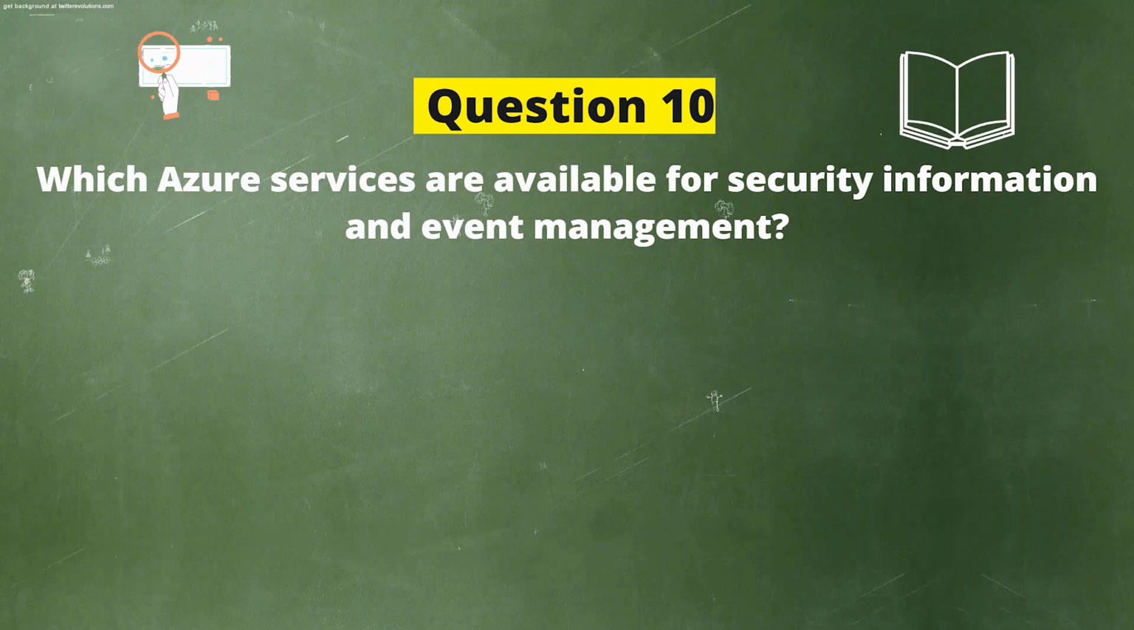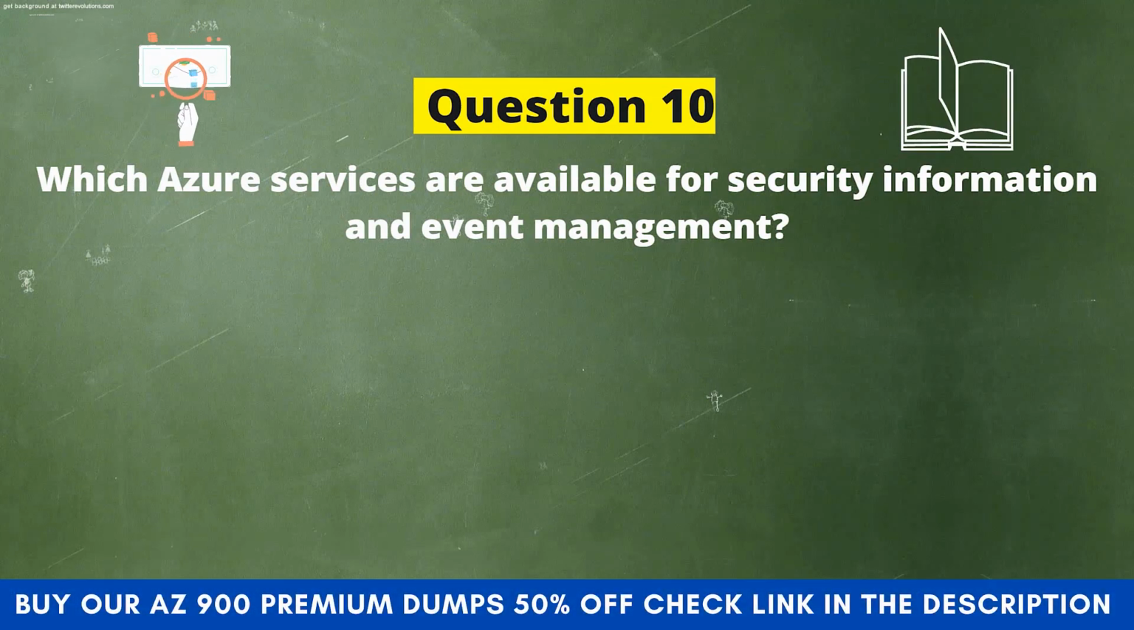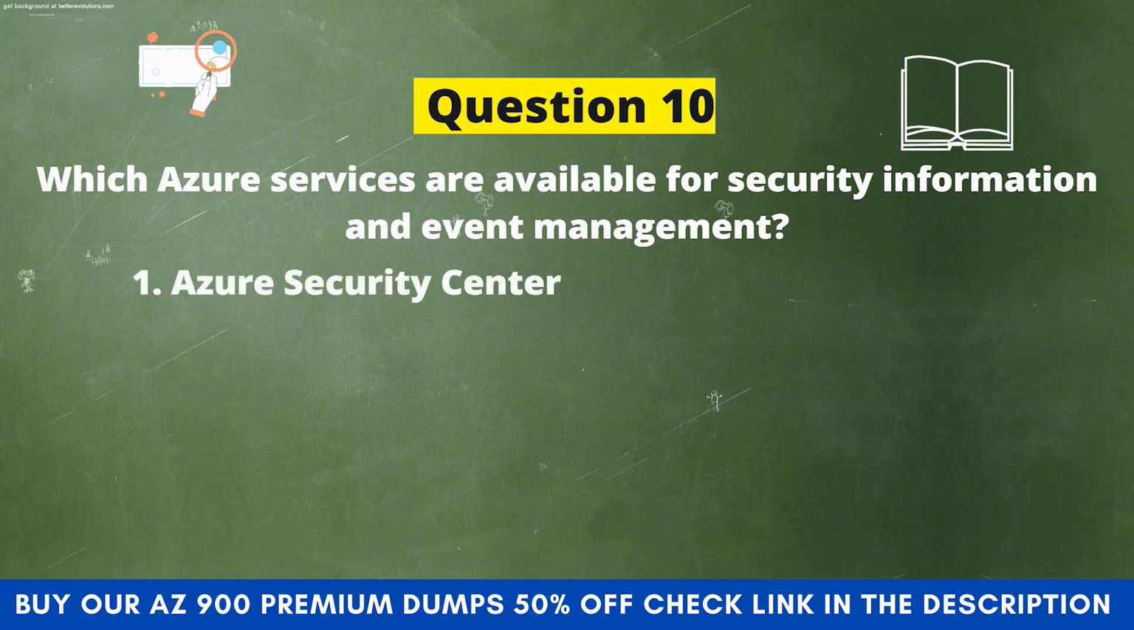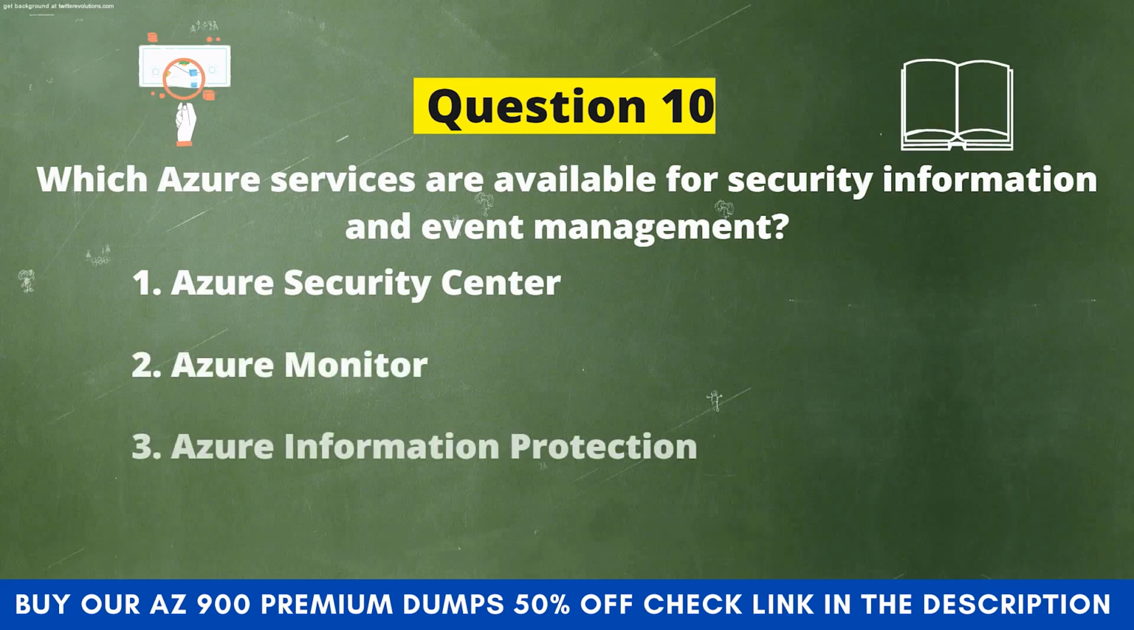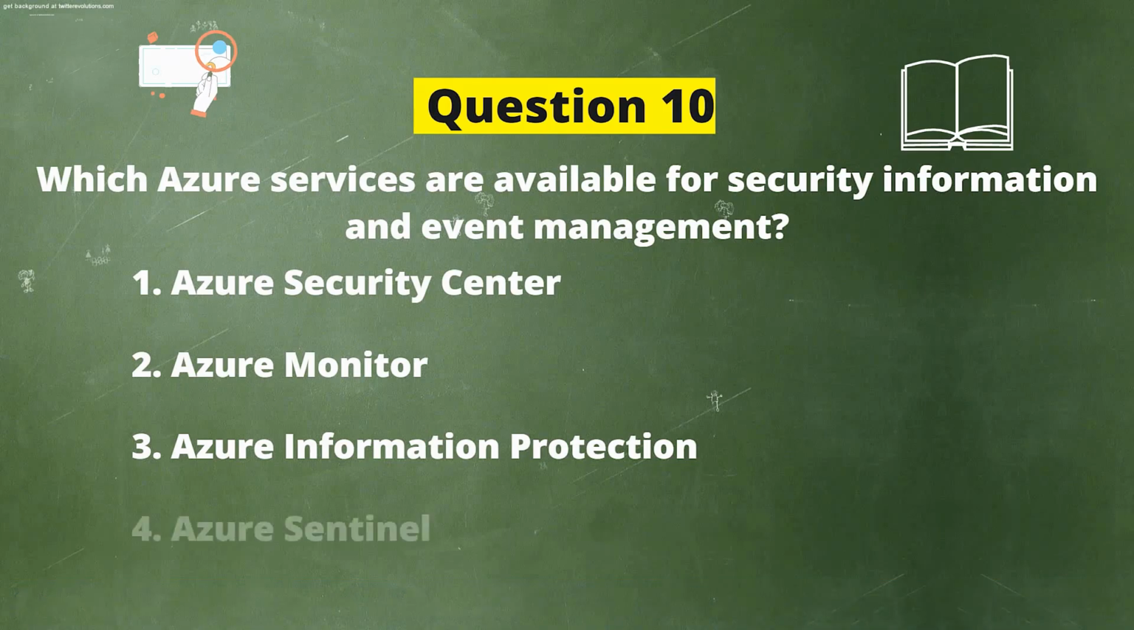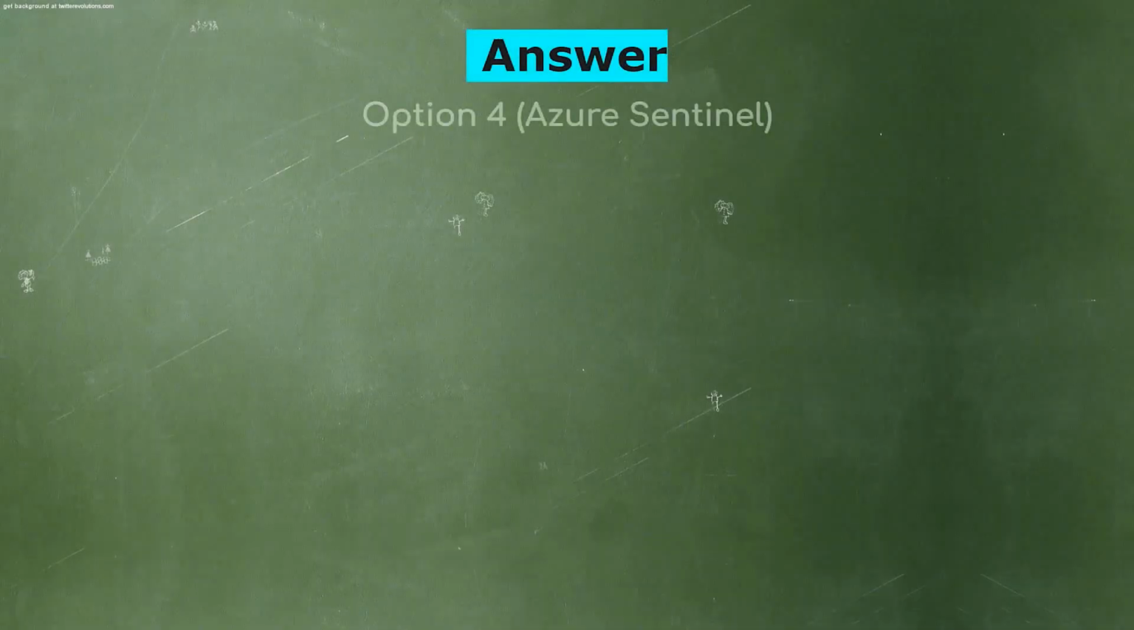Next question. Which Azure services are available for security information and event management? And the options are: 1. Azure Security Center. 2. Azure Monitor. 3. Azure Information Protection. 4. Azure Sentinel. And the correct answer is option 4.